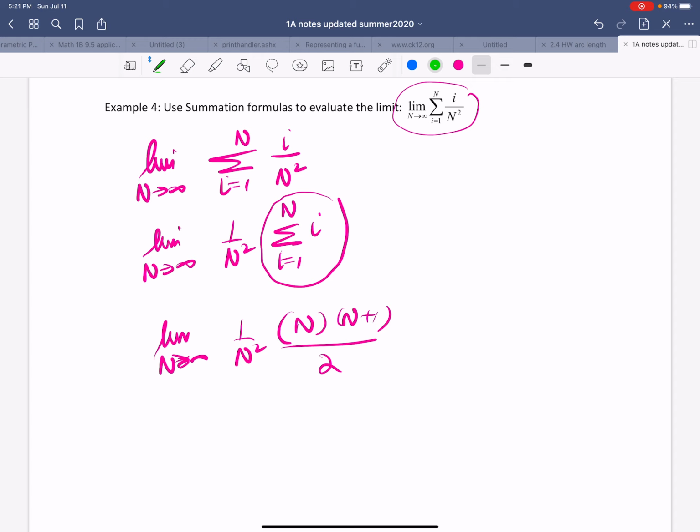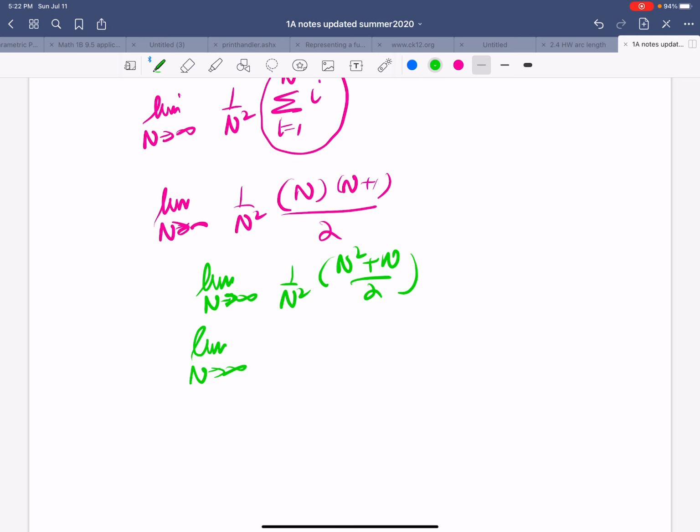Let's see what can be cancelled, or even before something that can be cancelled. So this is 1 over n squared, that would be n squared plus n over 2. Let's distribute 1 over n squared and see where it takes us. Limit n goes to infinity, 1 over n squared times n squared over 2 plus 1 over n squared times n over 2.